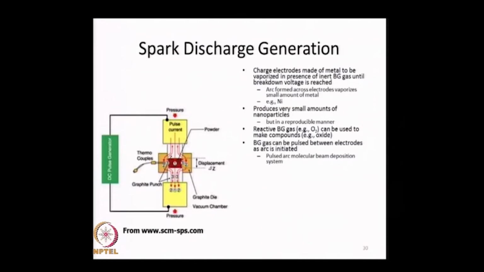And just like in the pulsed laser ablation technique, by using a reactive background gas you can make compounds, by using oxygen you can make oxides and so on. The background gas itself can be pulsed between the electrodes as the arc is initiated, and this is called the pulsed arc molecular beam deposition system.